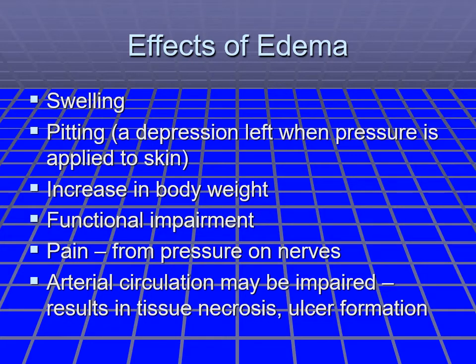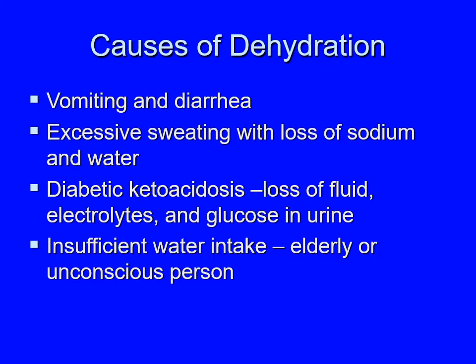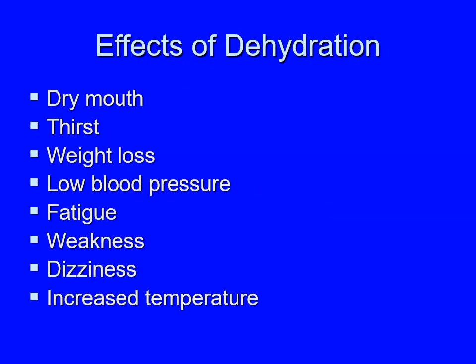Causes of dehydration: vomiting or diarrhea, excessive sweating with loss of sodium and water in the process, diabetic ketoacidosis, loss of fluid, electrolytes, and glucose in urine, insufficient water intake. Many times a person who's elderly may not think about drinking water, or a person who's unconscious depends on others for their sources of nutrients and making sure they get enough water.